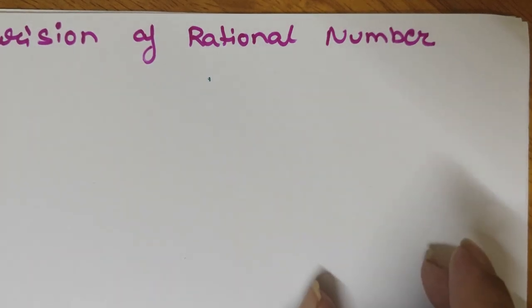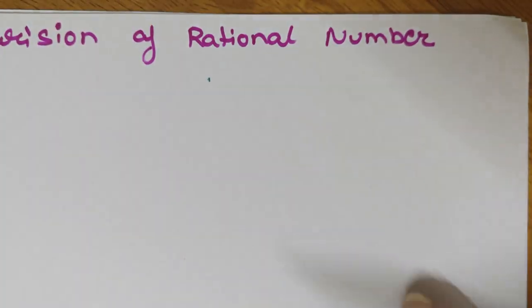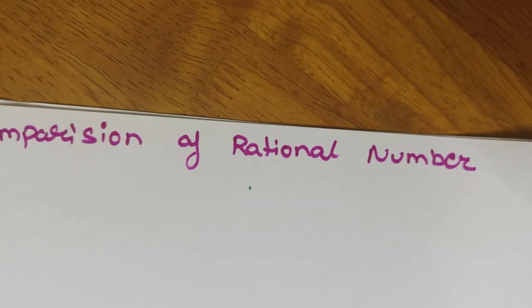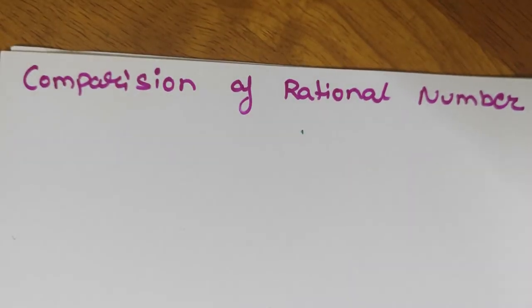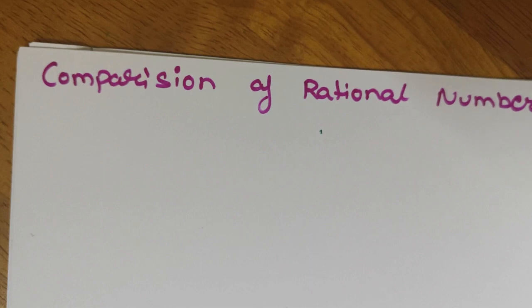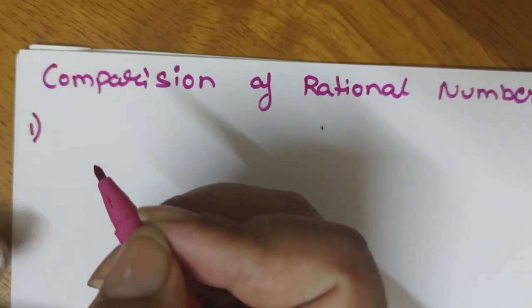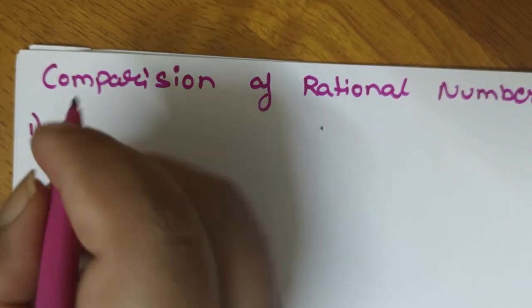Okay, so the next thing that we are going to cover is comparison of two rational numbers. So you have two rational numbers with you. Now, how will you compare which one is greater and which one is smaller? So, a few things that we follow. First of all, as we normally know, a negative number is smaller than a positive number.